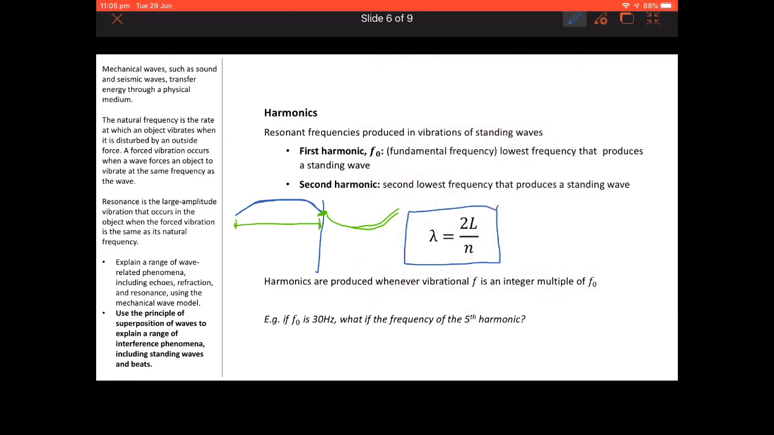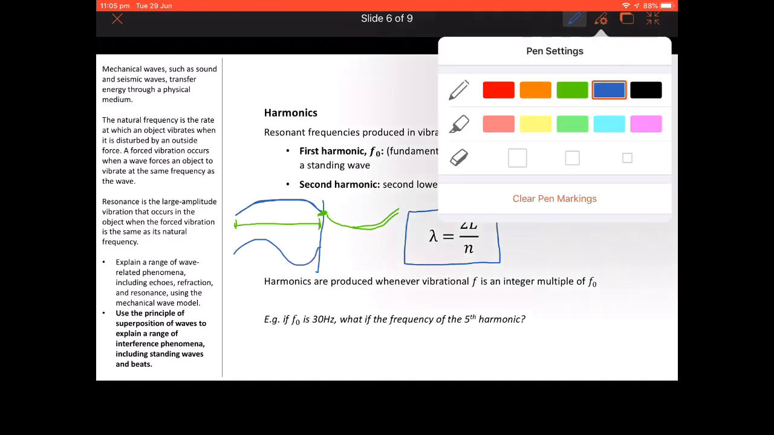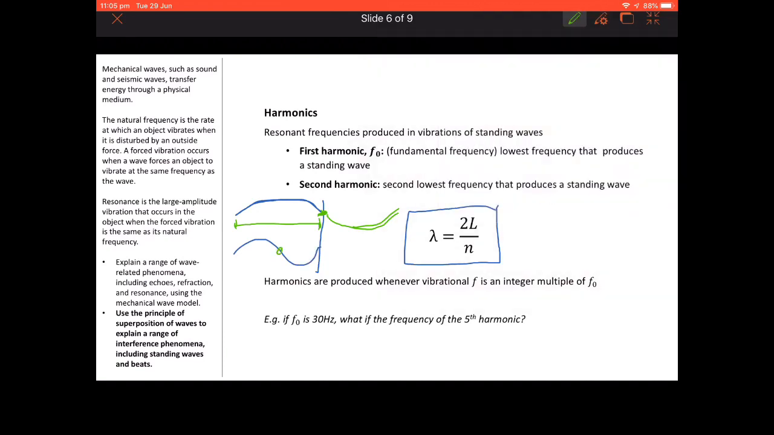The second harmonic will have 2 nodes, so one here and one here. The second harmonic, its wavelength will be equal to twice the length of the string divided by 2, so just the length of the string. So this length here will be the wavelength of the second harmonic, and so on for the third, fourth and fifth harmonics.